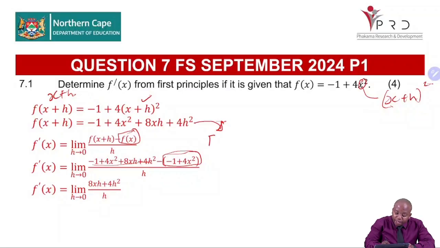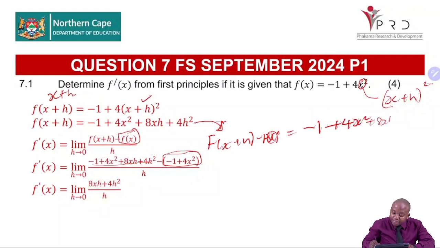I can actually look at f at x plus h minus f at x as a unit, and this is how I'm going to look at it. I'm going to say -1 plus 4x squared plus 8xh plus 4h squared.